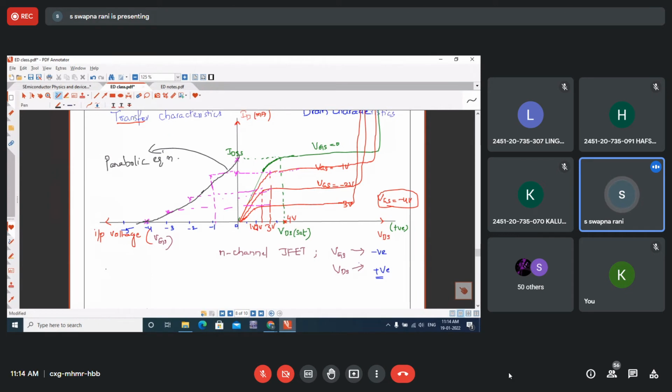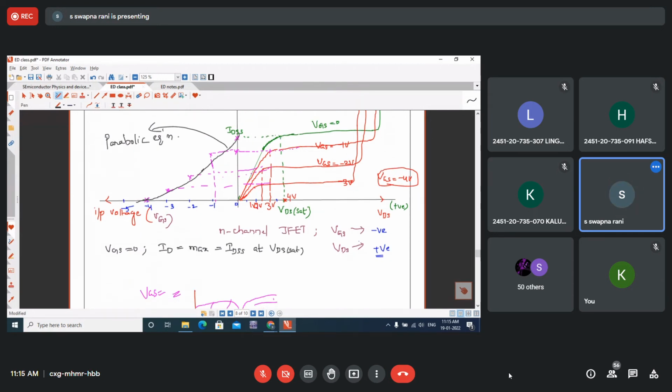Now I will write here. Suppose, we will summarize one more time. When VGS equal to 0, the drain current is going to be the maximum current, and that current is called IDSS. And ID equal to IDSS at VDS sat. Let us say VDS sat is 4 volts. Suppose we apply VGS of -4 volts. VGS equal to -4 volts.